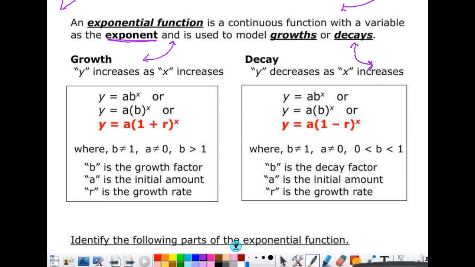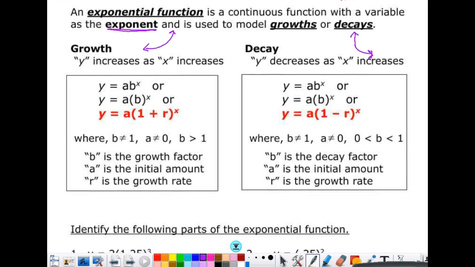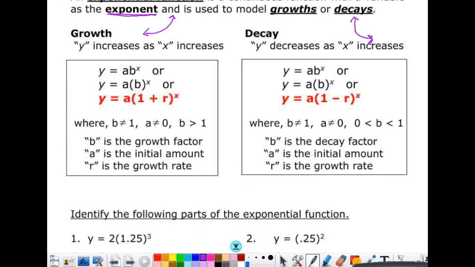So for both growth and decay, did y'all pick up the notes? Y'all have the notes? Okay, so for both growth and decay, we have an A and a B and an X. Okay? A and B and X. So the A stands for the initial amount. So maybe you got $500 at Christmas, you're going to put it in the bank, okay? And grow some interest. 500 would be your A.